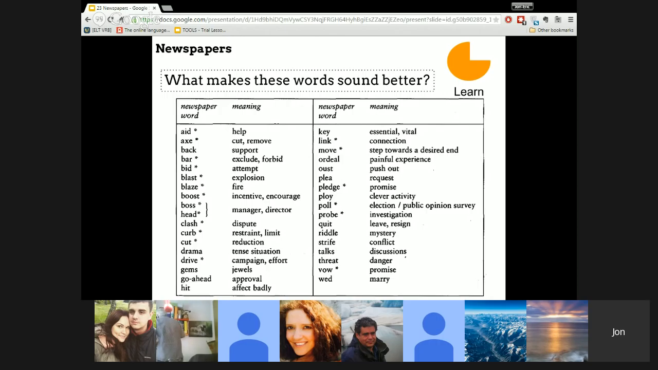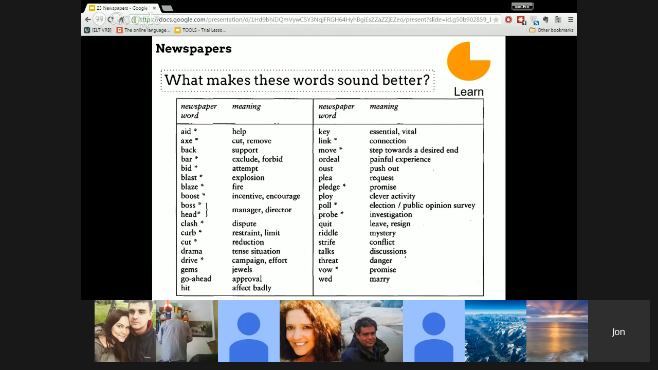Why do these words sound better than the meaning words? Why do they sound better? What makes them more useful in a newspaper article? What do you think? Maybe because they're shorter than the original word. They're shorter? And Yulia, what were you saying? I said the same. Okay, then you are right.